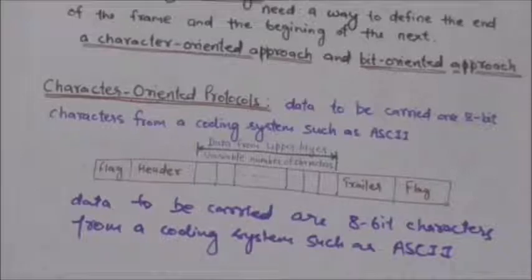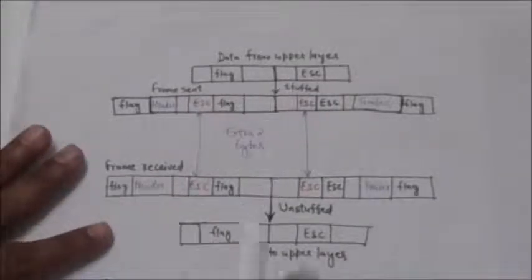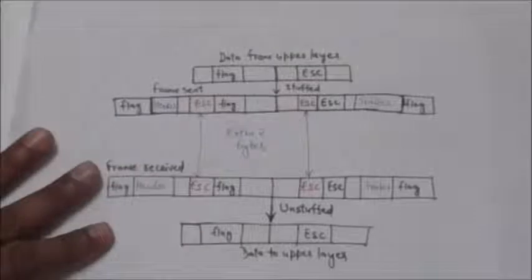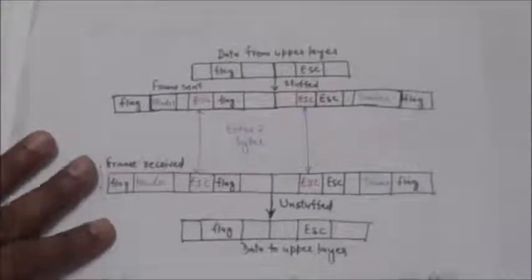Now there is a problem. What is the problem? If the pattern which is used for the flag is also a part of the information, then when the receiver encounters this pattern in the middle of the data, it will think that it has reached the end of the frame. This is the problem. Now what is the solution to this problem?